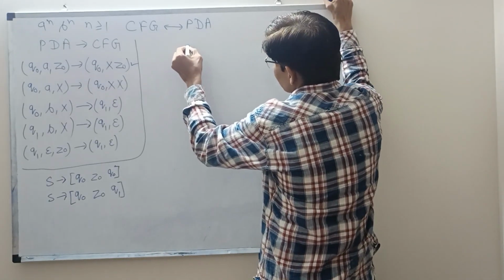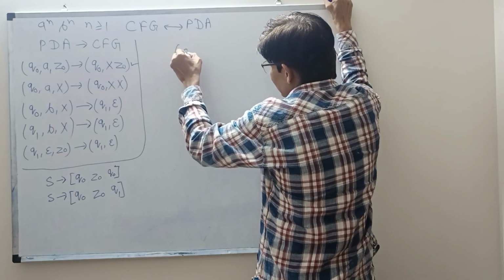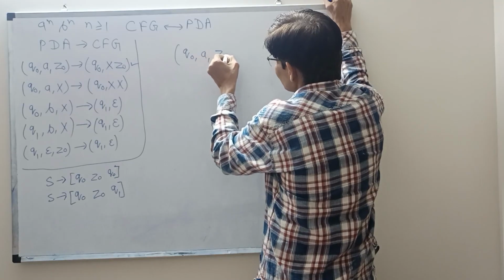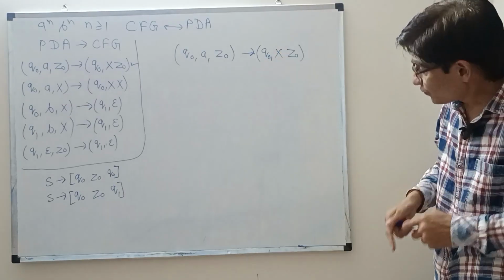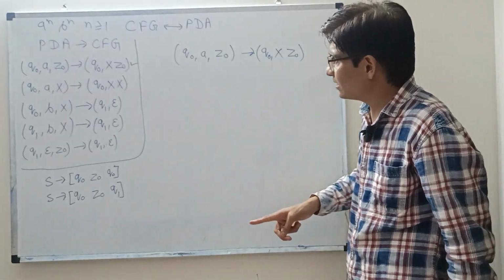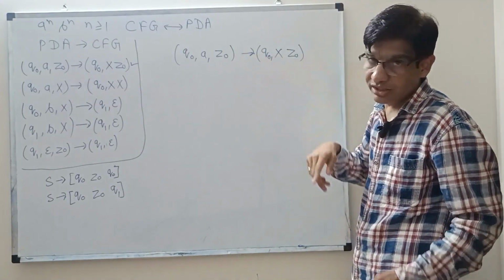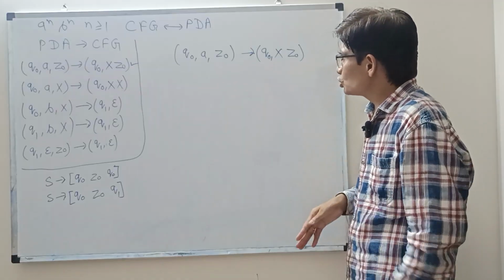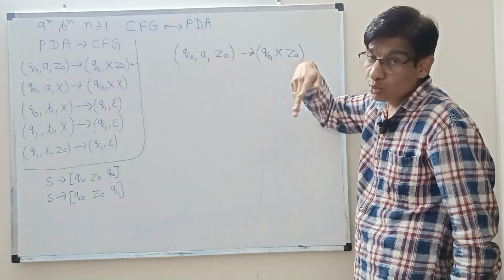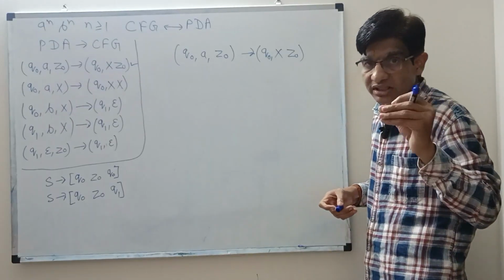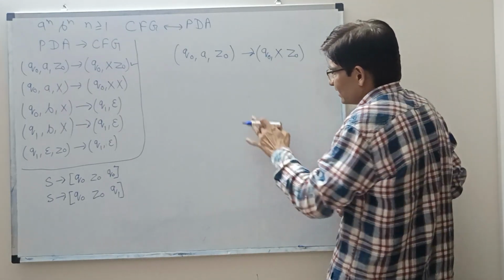So I will show you how to convert this particular form of transition, any transition, into productions. On Z0 with input A, it gives us Q0 X Z0. So friends, this is the first transition I have taken, and now I will convert this transition into equivalent production rules. For this particular transition, you can create more than one production rule, and all these production rules will be in GNF.